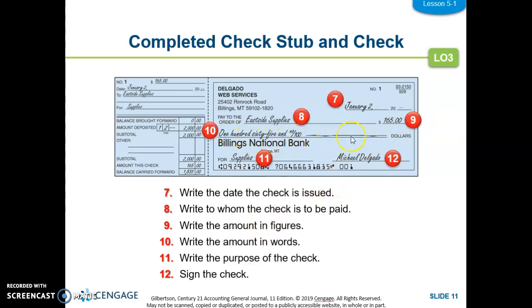You want to go ahead and draw a line from where you end. So this one says "no over 100." You want to draw a line all the way over to "dollars," so that way nobody else could add anything else in that line. And then we want to write the purpose of the check, so what it is for. This one is for supplies. Some checks, the space might be labeled memo as well. And then the last thing you will want to do is sign the check.